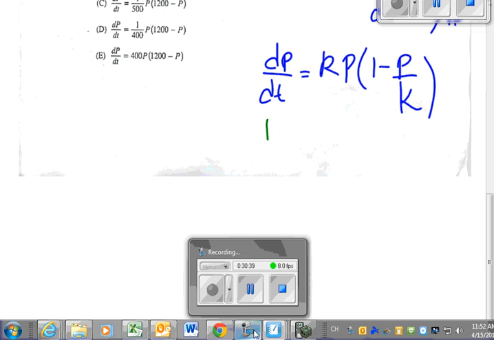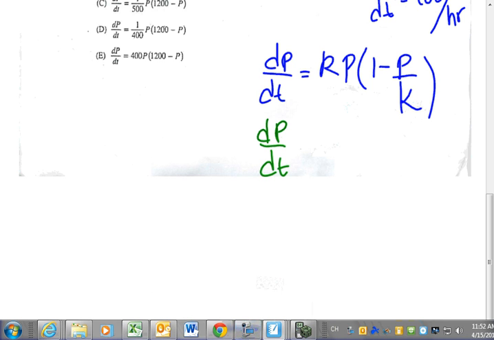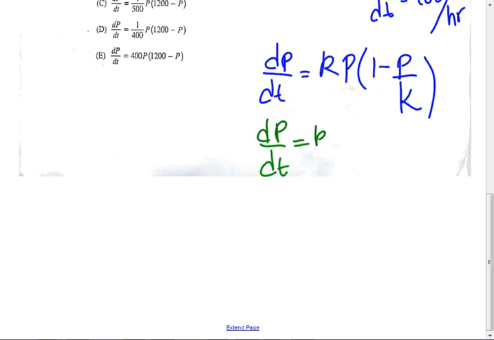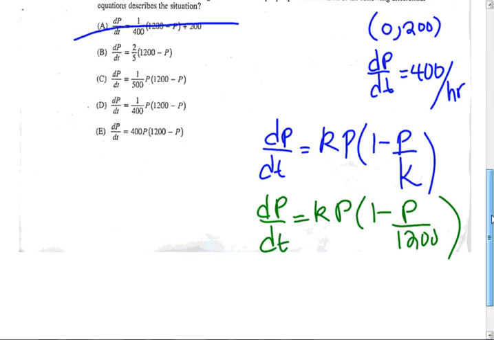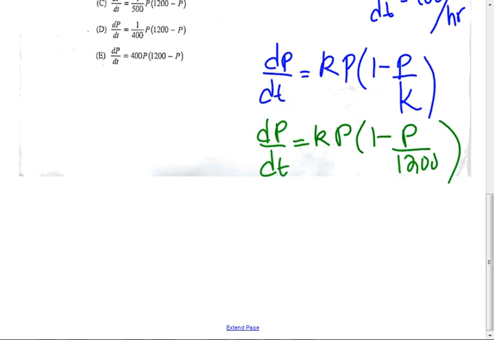So dP/dt is equal to little k P times 1 minus P over what's the carrying capacity? 1,200. Now what do you have to find? You've got to find k. If you know something, you have an ordered pair. You know that when time is 0, population's 200. What is the dP/dt when time is 0? It's 400. So 400 equals k times, what's the population? 200.